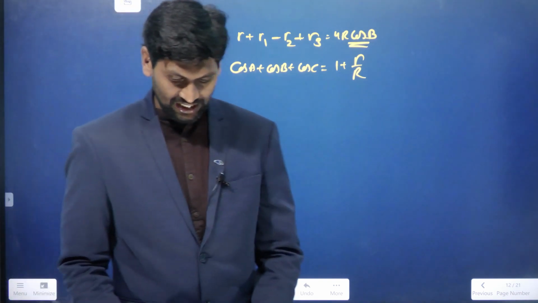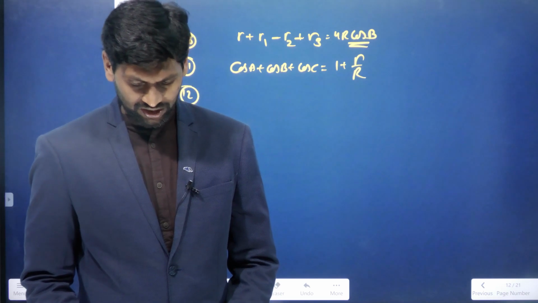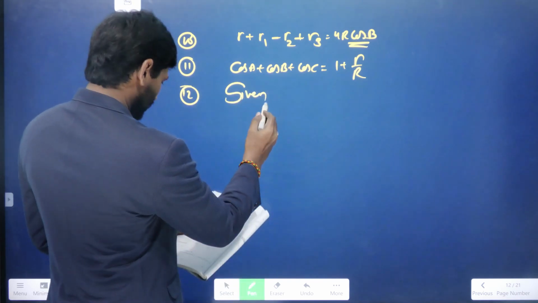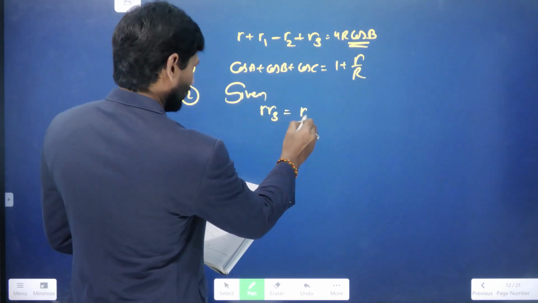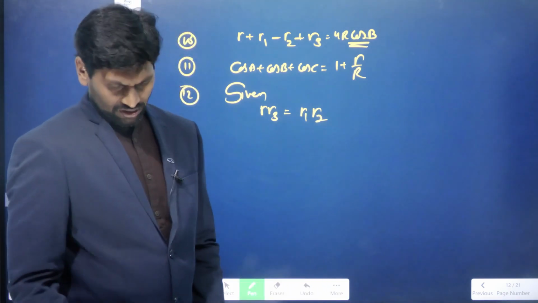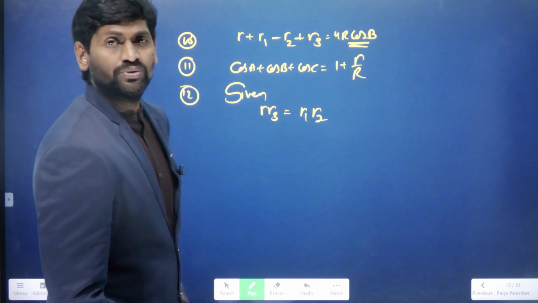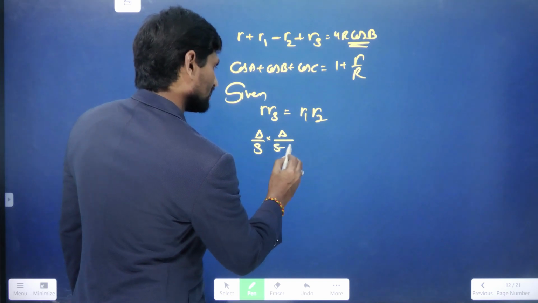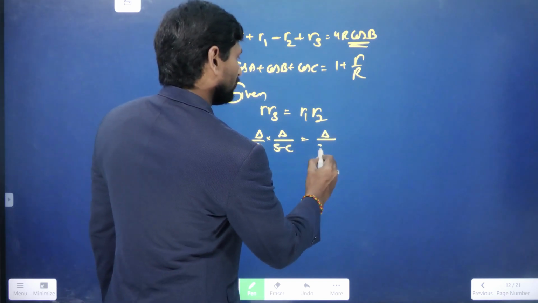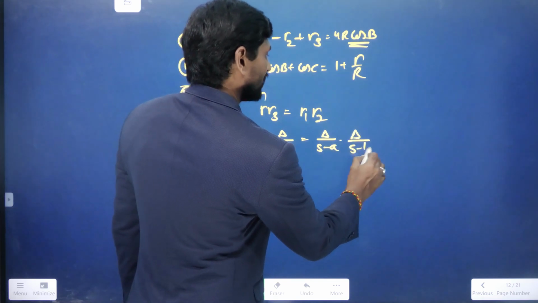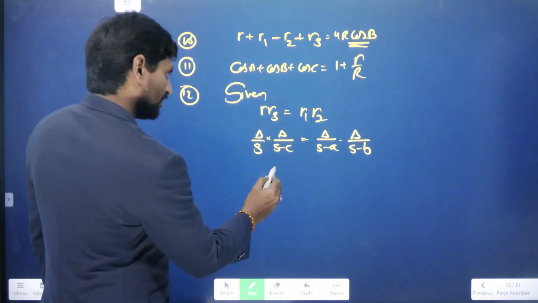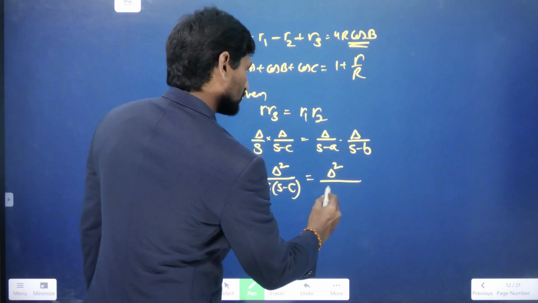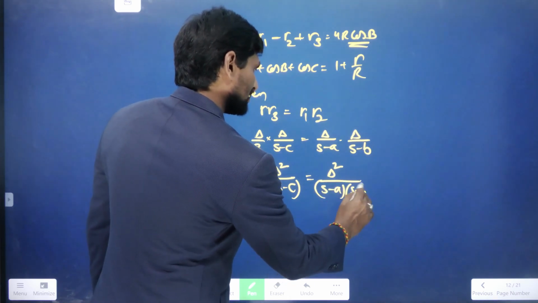Okay. Next question, 12th one. The 12th one is given in triangle ABC, r1 r3 is equal to r1 r2. Then C value we need to find. So the given part in 12th question is r3 equals to r1 into r2. So I am using the formulas. r value delta by s and r3 value is delta by s minus c, and r1 value delta by s minus a, and r2 value delta by s minus b. So delta into delta, delta square by s into s minus c is equal to delta into delta, delta square by s minus a into s minus b.